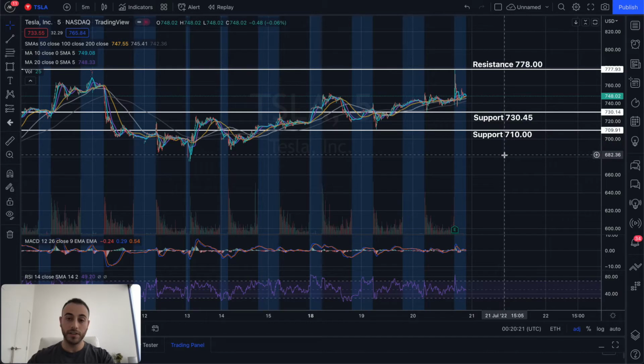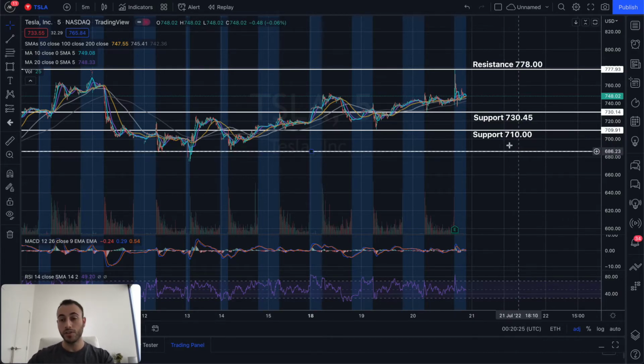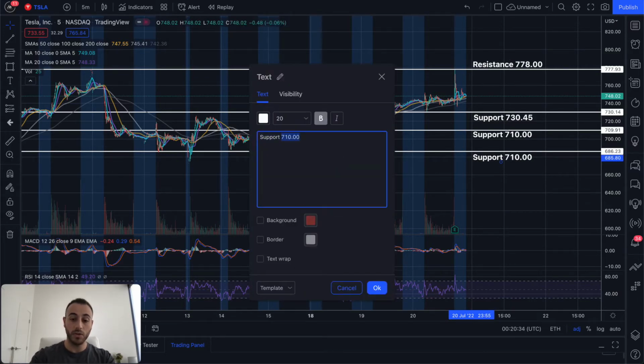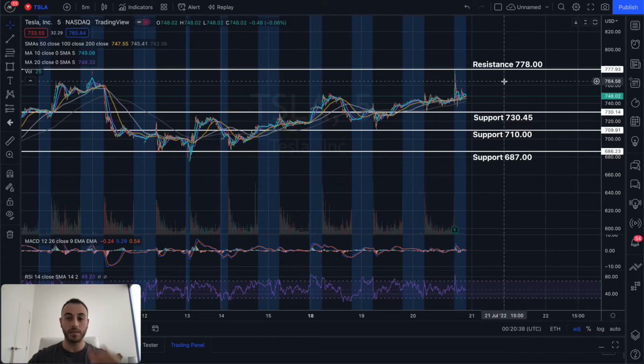Now below 710, Tesla may fall to its next support, which would be at 687. So you're going to place a price target at 687. Now, as Tesla does fall lower and lower, if you plan to hold longer and longer, of course, the longer you hold, the more likely Tesla is going to face a bounce. What you want to do is constantly be taking profits as it drops, and then you're going to want to move your stop loss lower and lower.